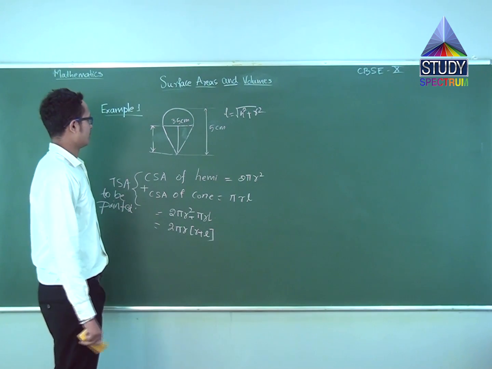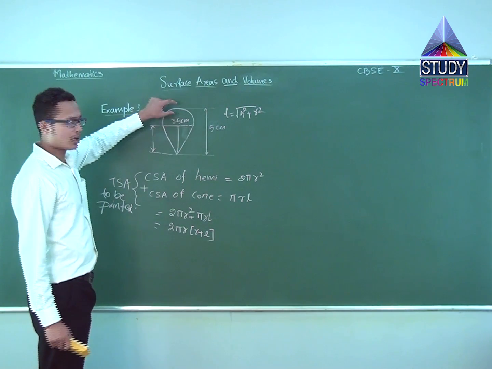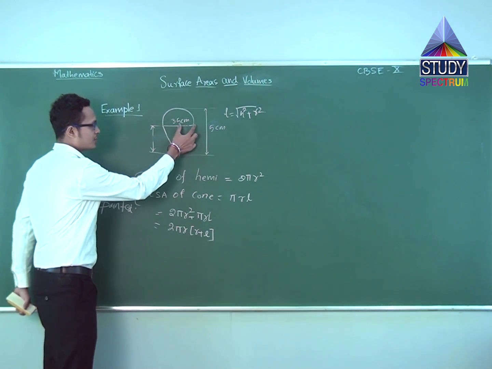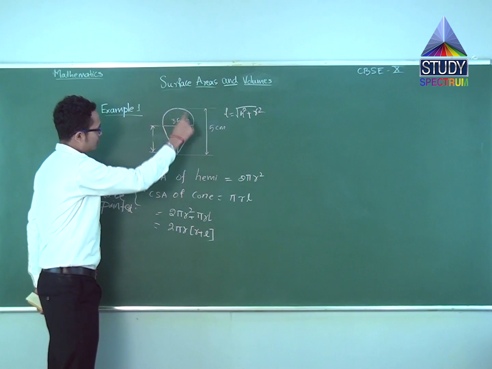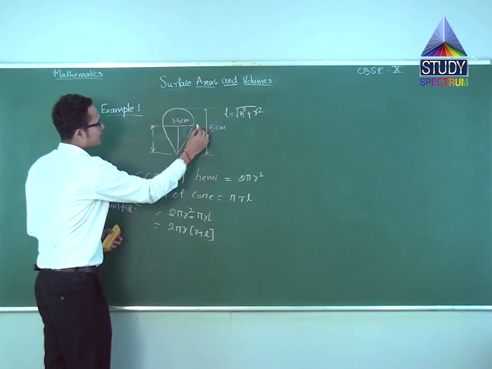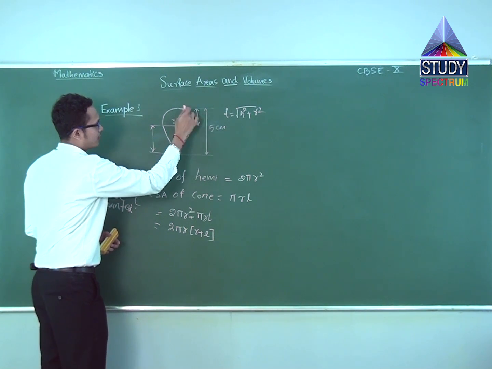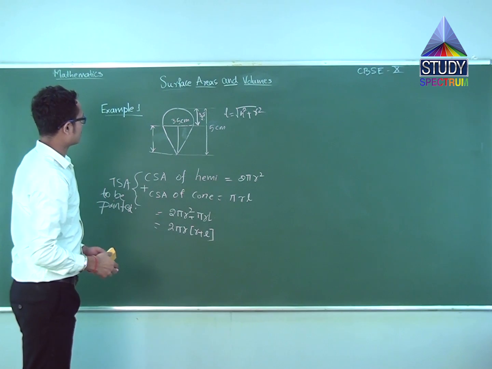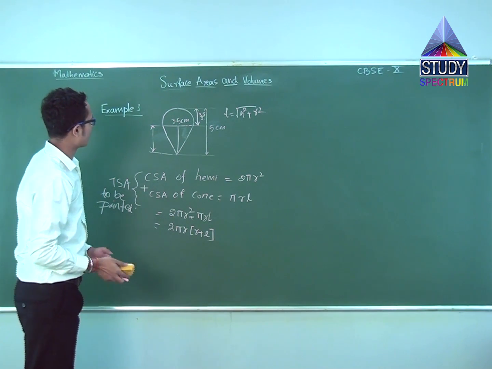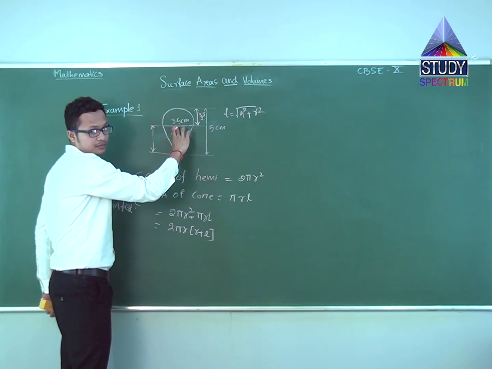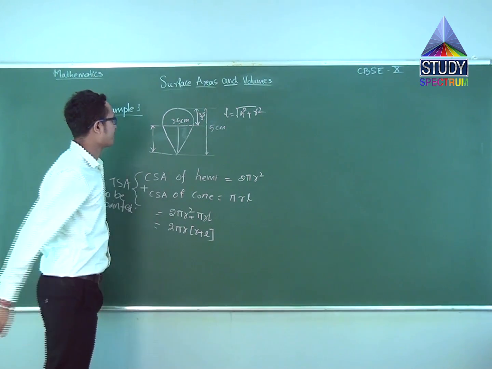The height of the hemisphere is 3.5 by 2, because this distance will be equal to this distance, since it's the radius. So this distance will be equal to 3.5 by 2. 5 minus 3.5 by 2 will give me this length, that is the height of the cone.